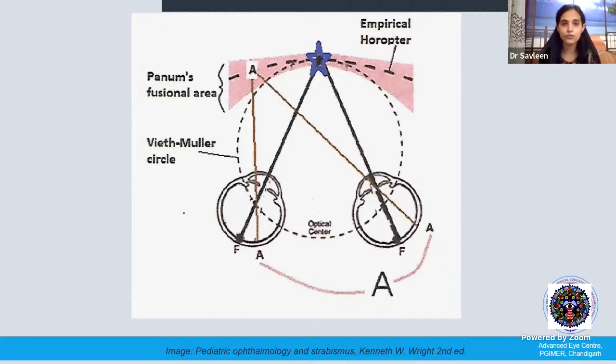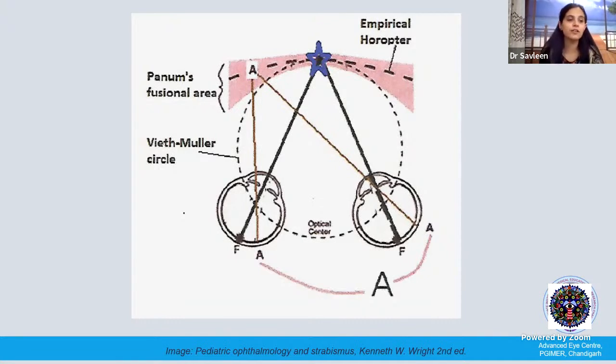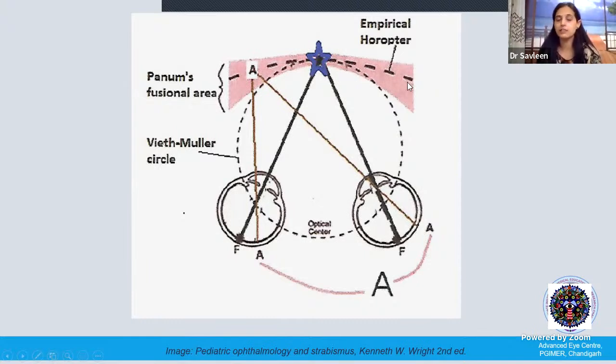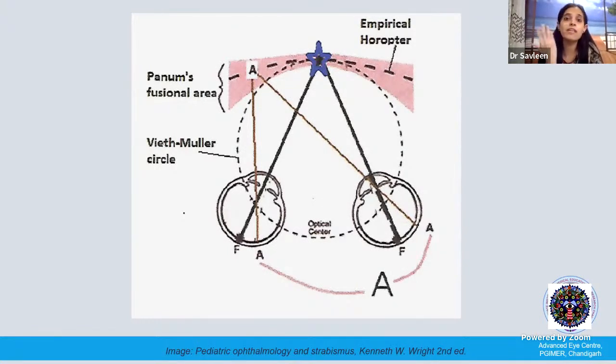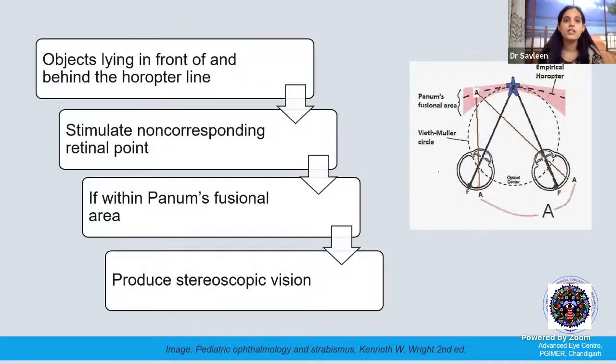So this area, which is known as Panum's fusional area, is actually an area in front of and behind the horopter where objects stimulating non-corresponding points are also seen as single. So if I'm looking at my PC right now, there might be other things in the room which are not perceived as double, but beyond and just before it, they are perceived as single and maybe ignored by the brain so that I can fixate on my PC at that time. So objects lying in front and behind will stimulate non-corresponding points, but they are within Panum's fusional area, so they will still produce a stereoscopic vision.